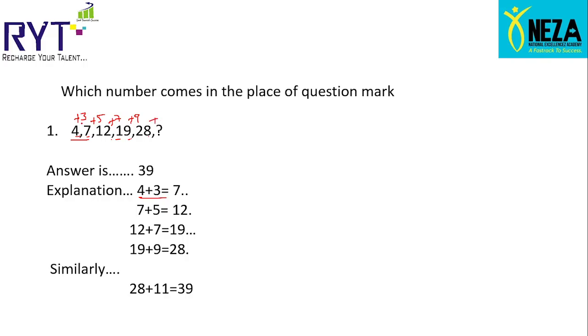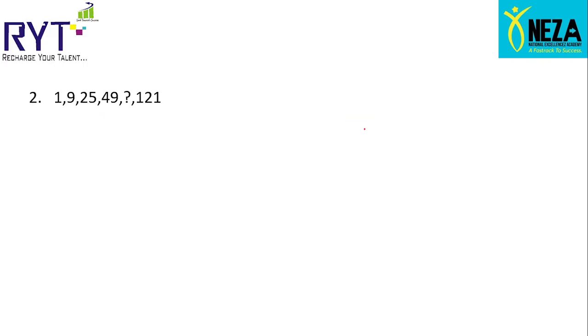Now we should observe the difference: plus 3, plus 5, plus 7, plus 9. The next difference should be 11. So 28 plus 11, the answer is 39. This is how we are going to look at number series. The basic thing is to look at the difference in consecutive numbers. You should check the difference between consecutive numbers and try to see what the trend is. Let's go to one more question.